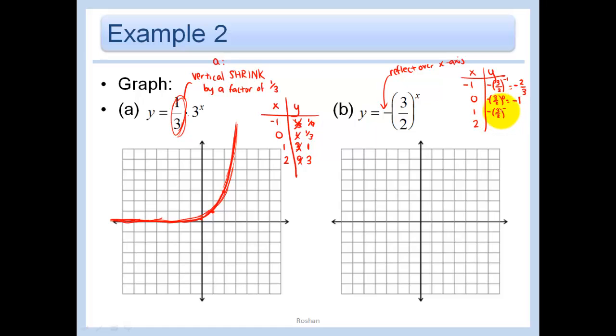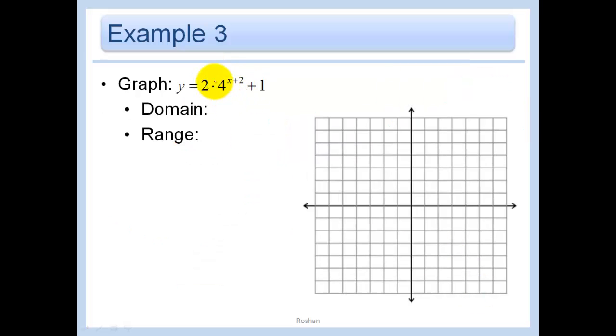-3/2 to the first power is just -3/2. -3/2 squared. Must do the exponents first, so I get 9/4. 3/2 times 3/2 is 9/4, and then apply the negative. So let me just plot those. Notice that I have reflected this over the x-axis. And that's what my graph looks like there.